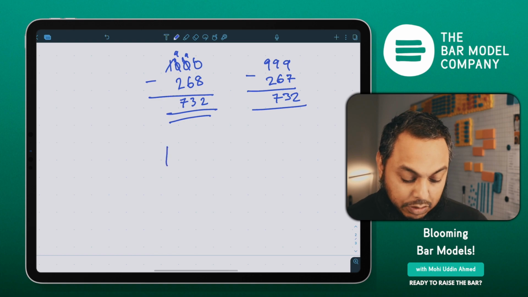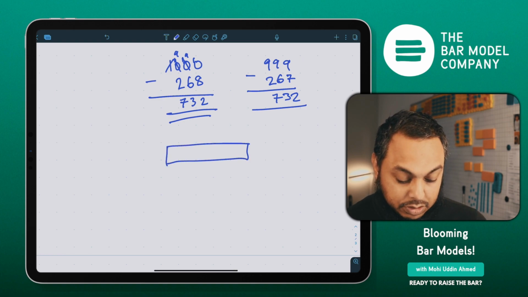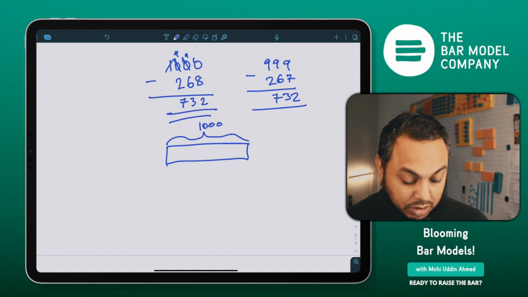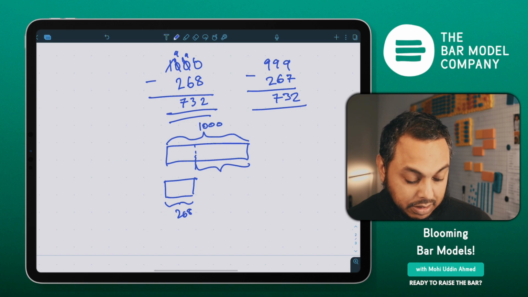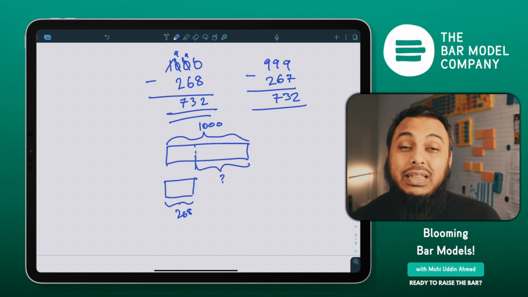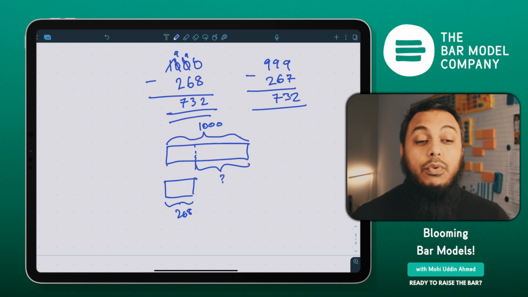That I've got 1,000. I'm going to write this as my 1,000. I've got 1,000 here, class. And I'm trying to take away 268. That's my 268. And when we do that, we have this. That's our answer. The difference between 1,000 and 268 is what we're looking for.